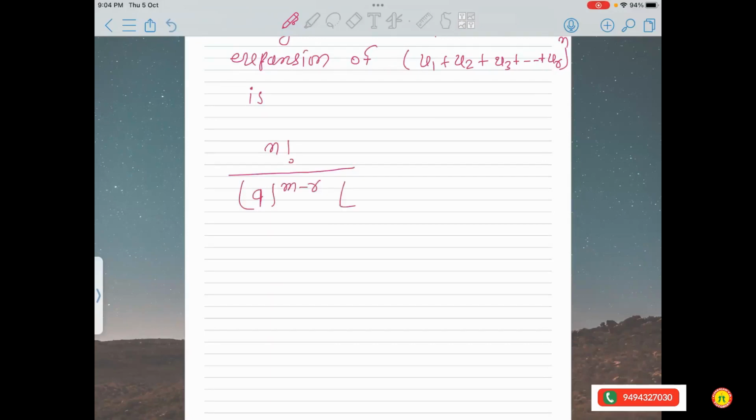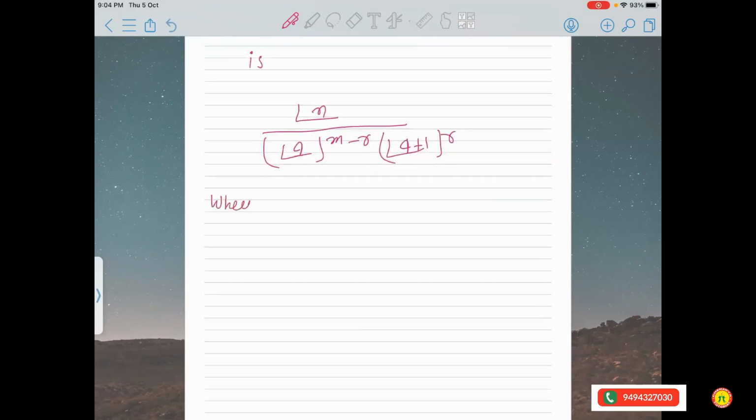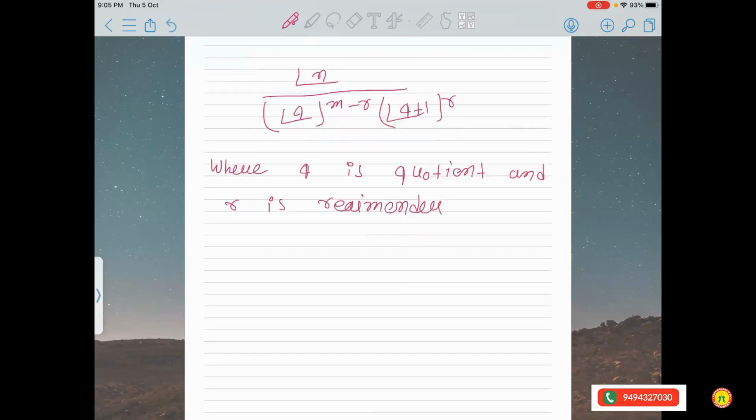n factorial upon q factorial power m minus r into q plus 1 factorial power r is the greatest term, where q is the quotient and r is the remainder respectively.